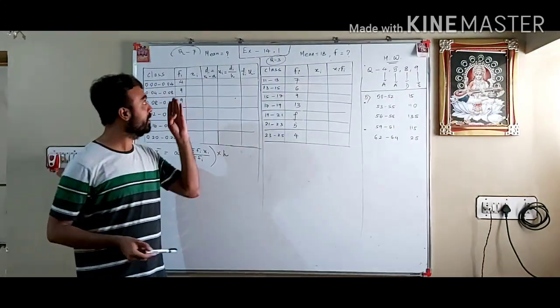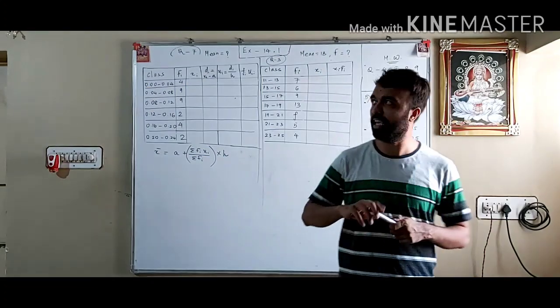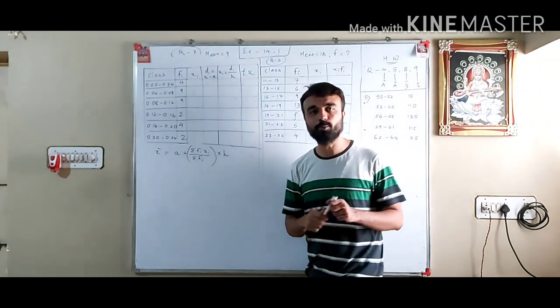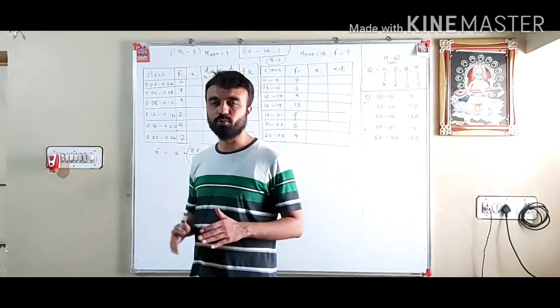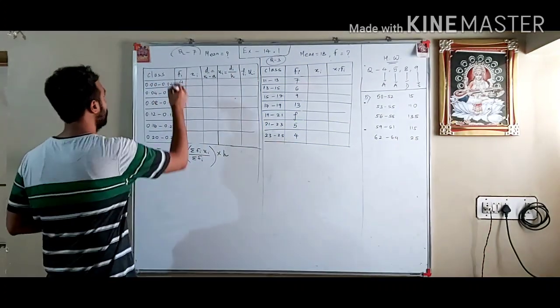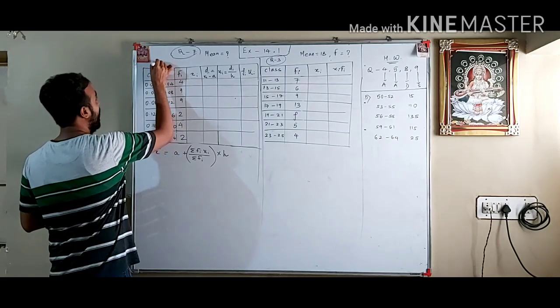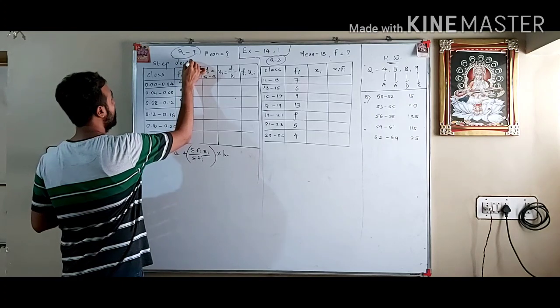Now to explain this third method, I am taking a different sum of the same exercise 14.1. If you open your textbooks, you will find question number 7. Today we are going to discuss this question number 7 with the help of the third method. I am writing the name over here. It is step deviation method.